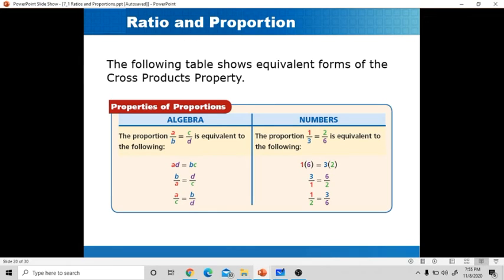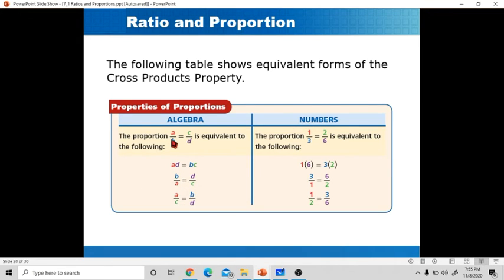The following table shows equivalent forms of cross products property. Okay, we have properties of proportion here. The proportion A all over B equals C all over D is equivalent to the following. Okay, first, it is equivalent to AD equals BC. It is just the application of cross products property. The product of the extremes is equal to the product of the means. AD equals BC.